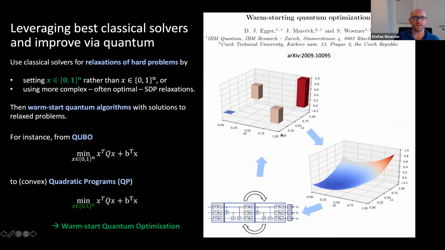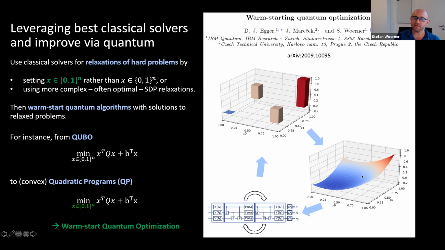So what we do here is we leverage the best available classical solvers for a problem, and we use the solution of them as an input to a quantum algorithm. This is illustrated here at the right-hand side for a quadratic programming relaxation. This first picture shows a QUBO with two variables. And then if we, instead of forcing variables to take 0 or 1 as values, allow also continuous values between 0 and 1, then we get this continuous relaxation.